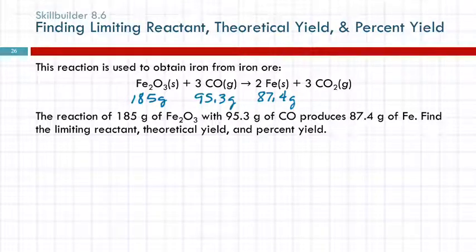They gave me three numbers. They're asking for the theoretical yield. What we've been doing is we take the mass of one reactant and we find the mass of product. Take the mass of the other reactant, find the mass of product, and we pick the smaller. Why do we have a mass of product?